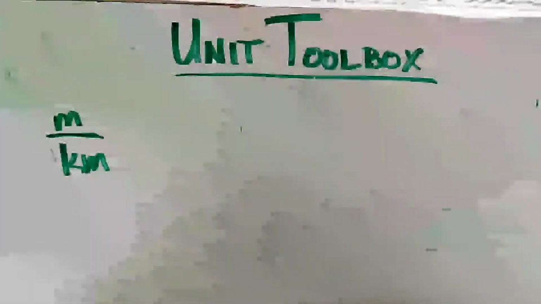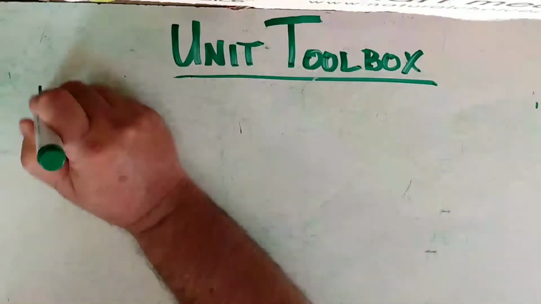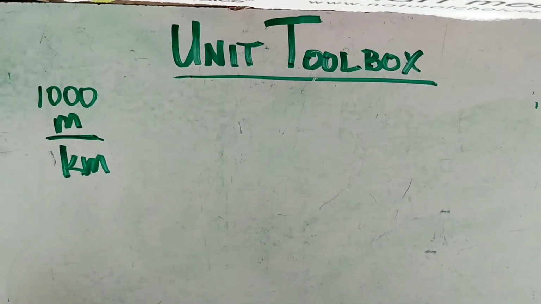Okay, so that being said, how many meters are in a kilometer? Well, kilo, we already know means 1,000. So 1,000 meters are in a kilometer.